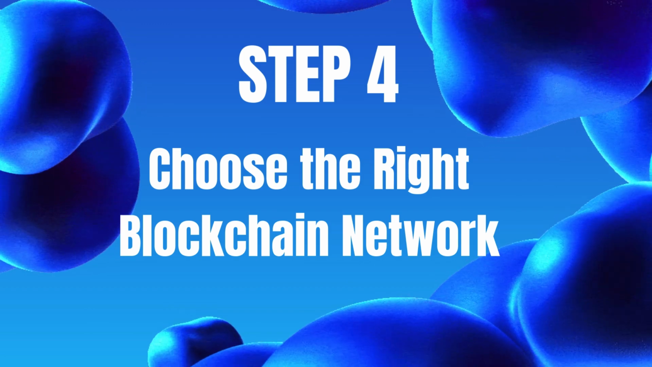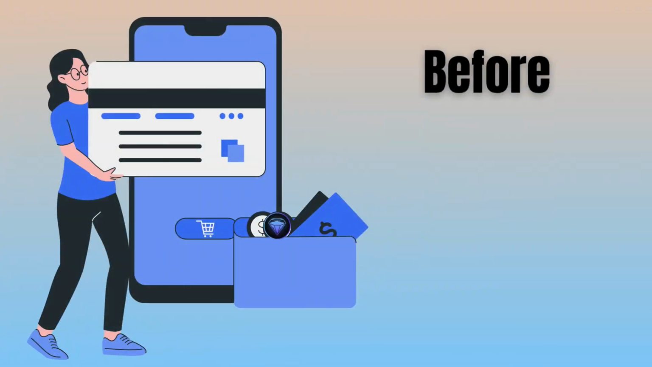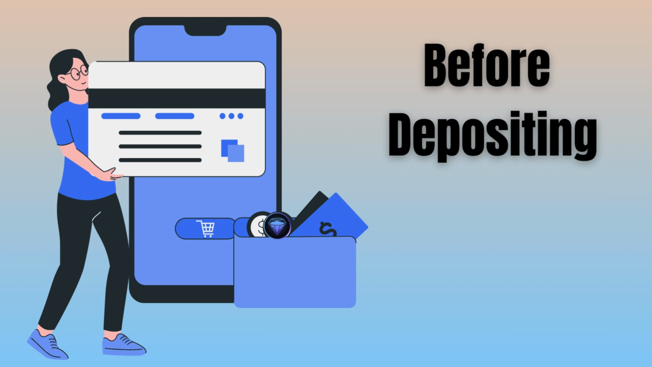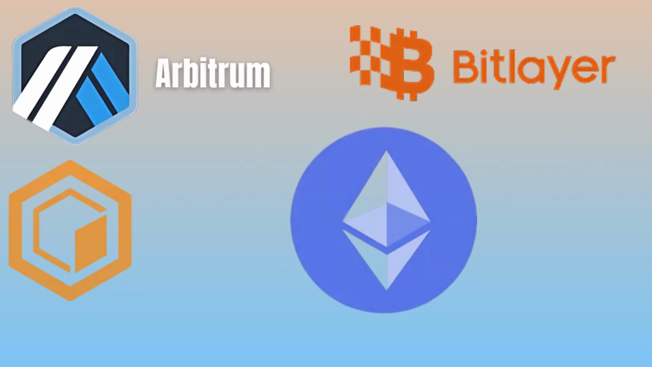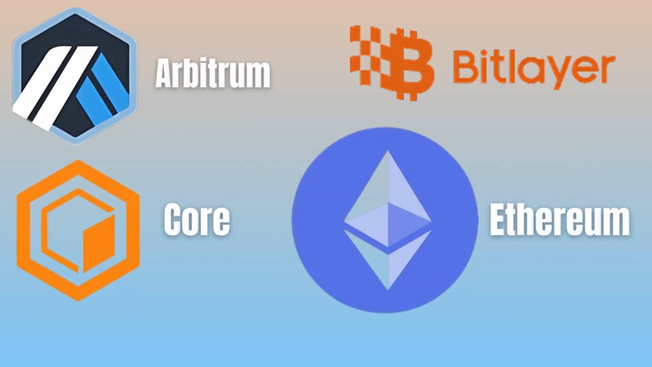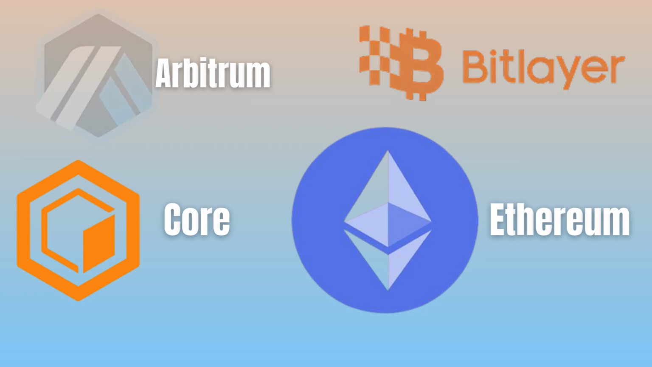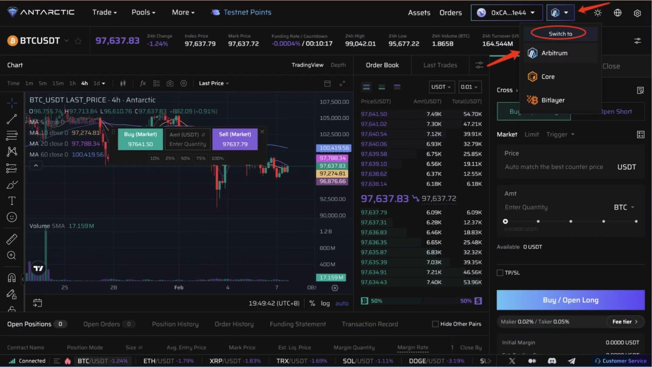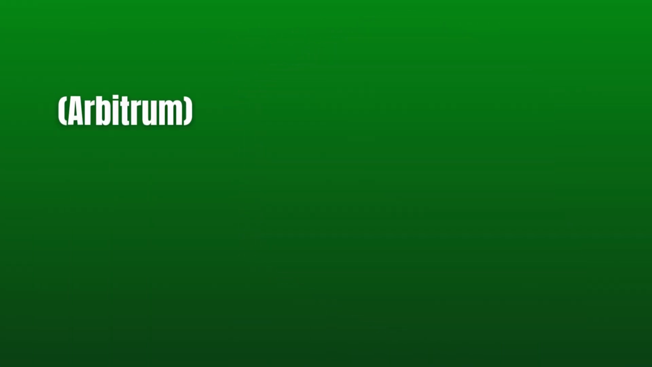Step 4. Choose the right blockchain network. Before depositing, you need to select the blockchain you want to interact with. Antarctic Exchange currently supports Arbitrum (recommended for best experience), Core, Bitlayer, and Ethereum. For a smooth and cost-effective deposit, we recommend selecting Arbitrum.